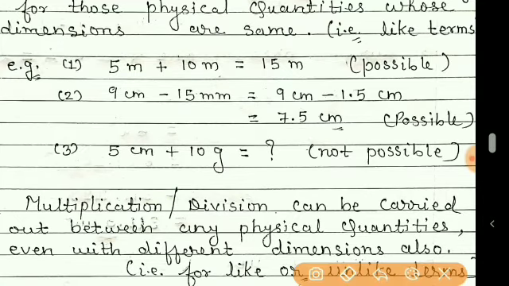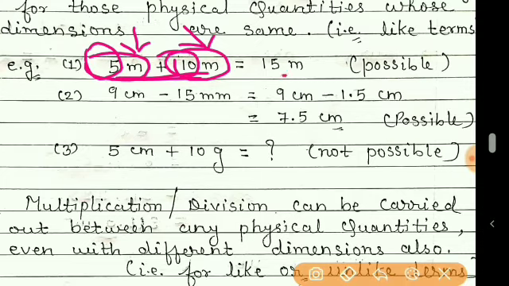Suppose a physical quantity is given and their addition is shown. Suppose the addition is 5 meter plus 10 meter. So students, here you can see the unit is same. As the unit is same, their dimension is also same. And so these two can be easily added. 5 plus 10 is equal to 15 with the same unit. So this type of addition is possible.